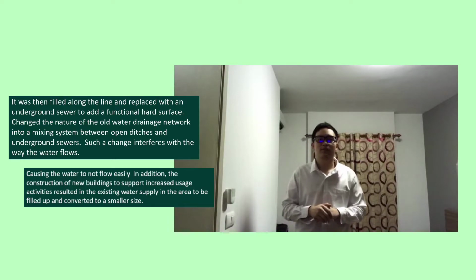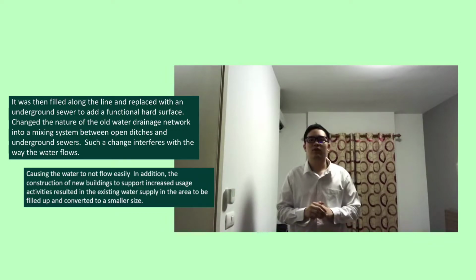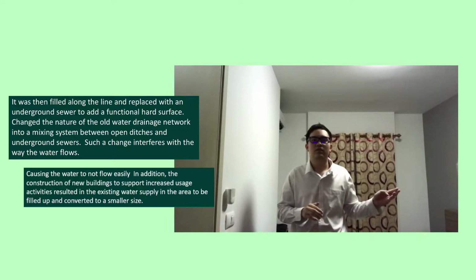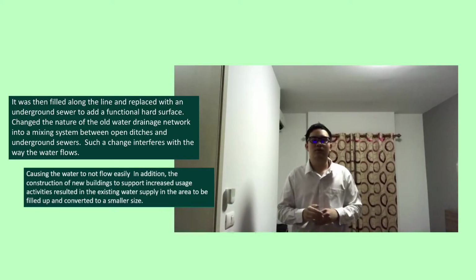were then filled along the line and replaced with an underground swale to add functional hard surface, changing the nature of the old water drainage network into a mixed system between open ditches and underground sewers. Such a change interferes with the way the water flows, causing the water not to flow easily.